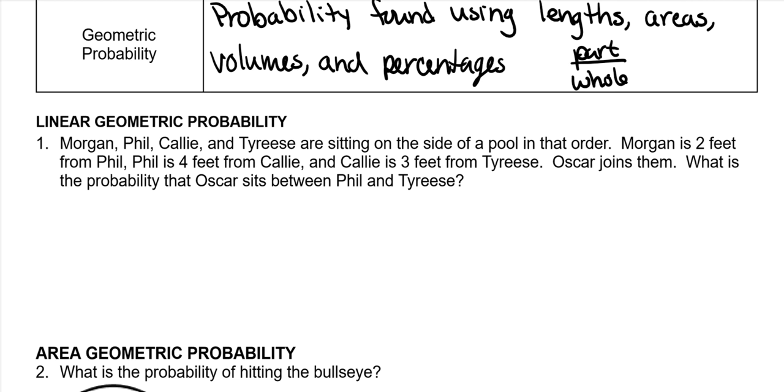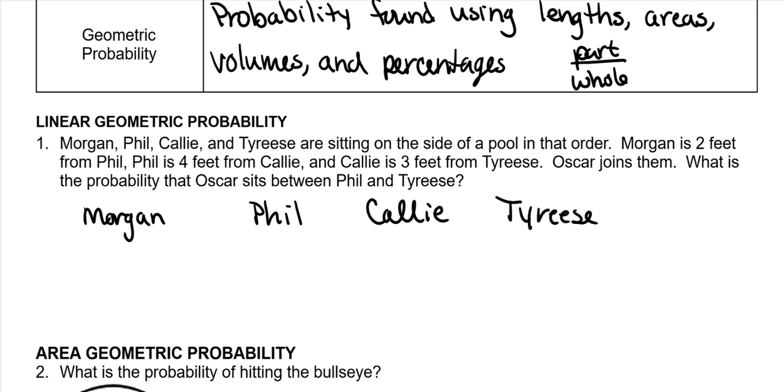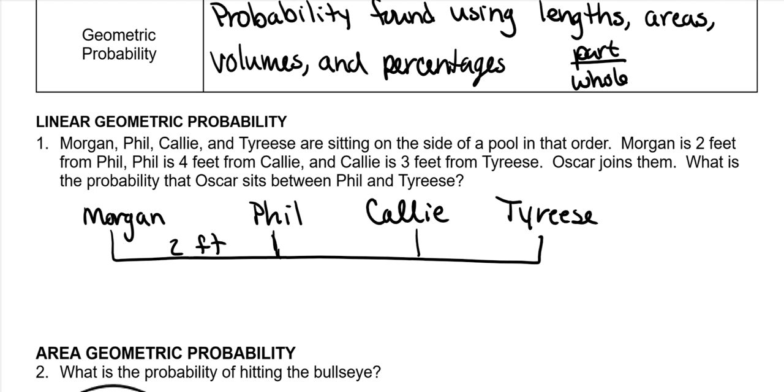So it says Morgan, Phil, Callie, and Tyrese are sitting on the side of a pool in that order. So in other words, we have Morgan, we have Phil, we have Callie, and we have Tyrese. Morgan is 2 feet from Phil. So in other words, they're all sitting next to each other, right? So this distance is 2 feet. Phil is 4 feet from Callie, and Callie is 3 feet from Tyrese. Oscar wants to join them. What is the probability that Oscar sits between Phil and Tyrese?